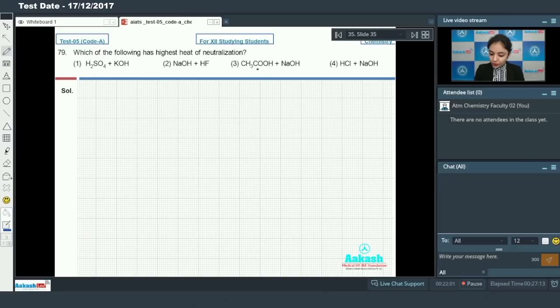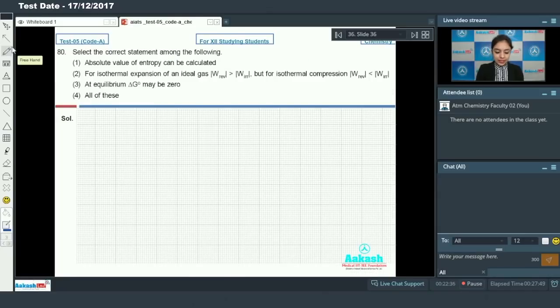So the third option contains the weak acid, that is CH3COOH. So this is discarded. Now we have all options in which we have the strong acid and the strong base. But in the second option, due to the higher hydration energy of F negative, there is the highest heat of neutralization. So option number 2 will be the correct answer. So moving on to the next one now, we have question number 80, which says, select the correct statement among the following. The first statement says that absolute value of entropy can be calculated. This is absolutely true according to the third law of thermodynamics.